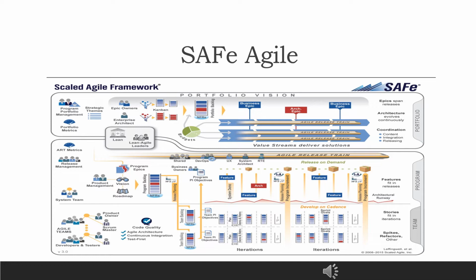So for this, SAFe Agile has multiple roles: a program manager is there, a portfolio manager is there, an RT engineer is there, and for the value stream also one Scrum Master is there, and in the program and team levels we have different roles as well. Under that, multiple programs can run.